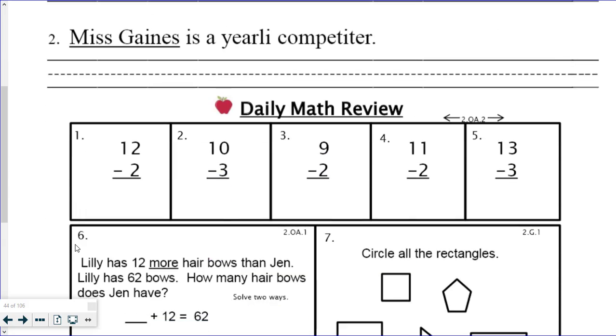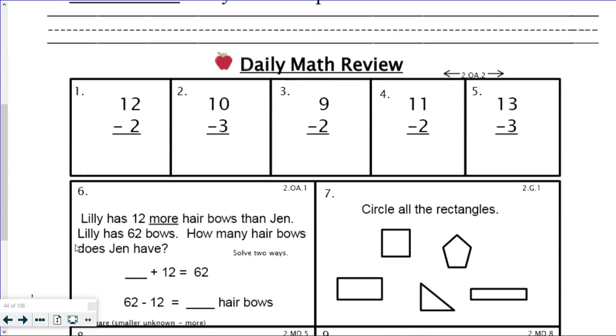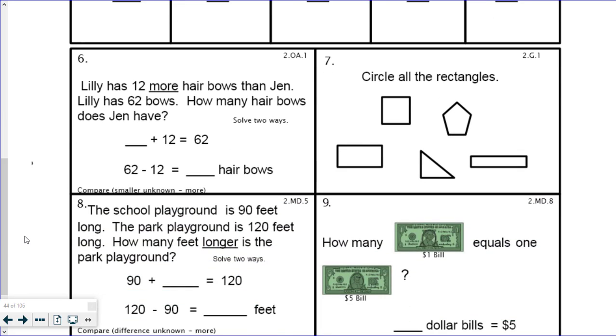Next part is the daily math review. Pause your video, you know what to do there. Number 6, story problem. Lily has 12 more hair bows than Jen. Lily has 62 hair bows. How many hair bows does Jen have? So what we can do is take Lily's 62. We can take away 12 because we're finding the difference, and that'll tell us how many hair bows Jen has.